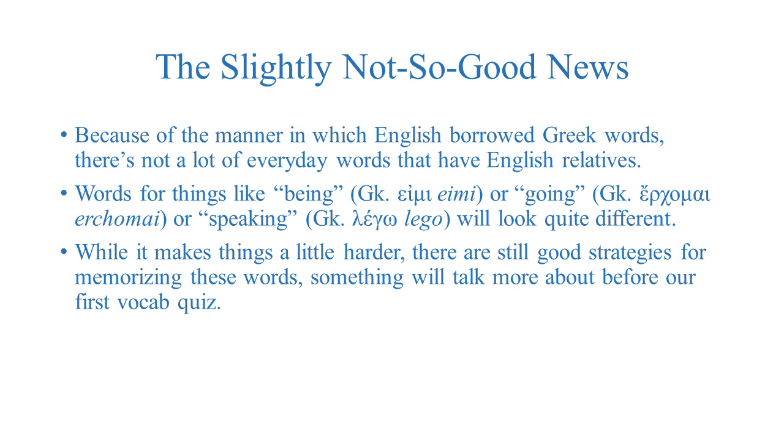The slightly not so good news about this is that because of the manner in which English borrowed Greek words, there's not a lot of everyday words that have English relatives. So, for example, words for things like being, in Greek is eimi or going, Greek erkomai, or speaking, Greek lego, look quite different than the English to be, to go, to say. And so while it makes things a little bit harder, there's still good strategies for memorizing these words, and we'll talk about them before our first vocab quiz.